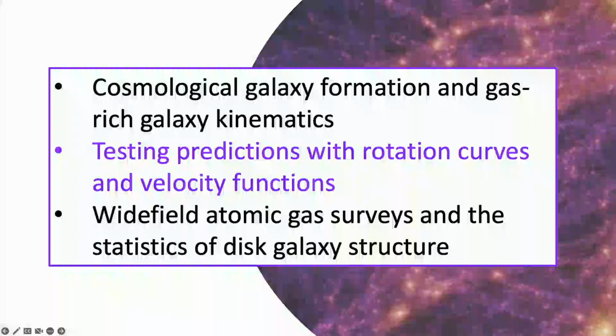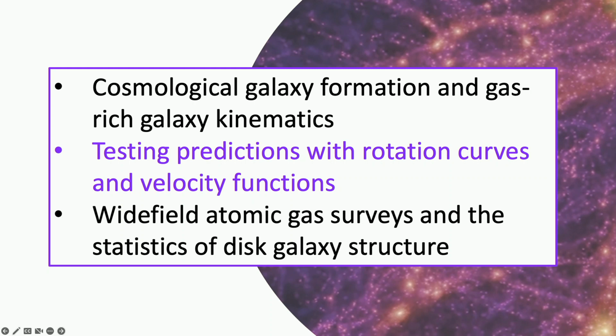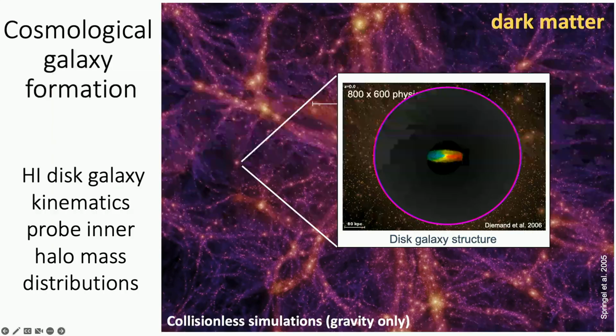Okay, so preliminaries aside, we've got this technique for measuring the inner mass distributions of galaxies and comparing to what we expect cosmologically. Let's do those comparisons and see where we're at. So I'm going to start here again, and we're going to use the velocity maps of nearby galaxies to measure rotation curves, and then we're going to compare that with the rotation curves that are predicted by the mass distributions from collisionless dark matter simulations.